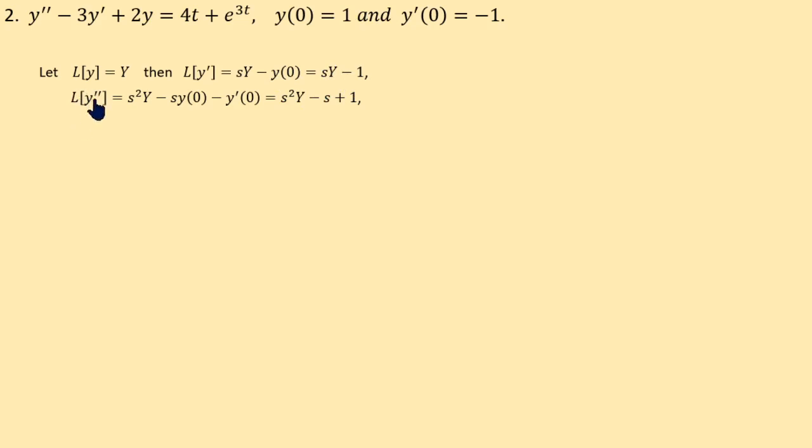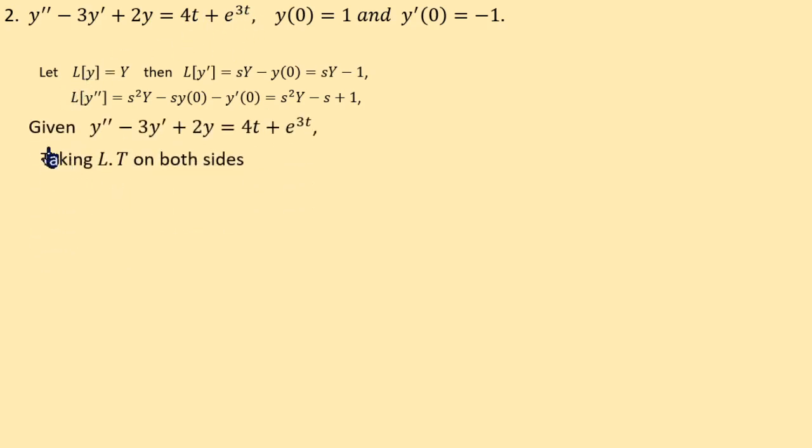Laplace transform of y double dash is, multiply this by s first, s square capital Y minus s y at 0 minus y dash at 0. So, this is Laplace transform of y double dash. Now, substitute y at 0 and y dash at 0, 1 and minus 1, it becomes s square capital Y minus s minus minus 1, so plus 1. And we know that Laplace transform of t is 1 by s square, Laplace transform of e power at is 1 by s minus a.